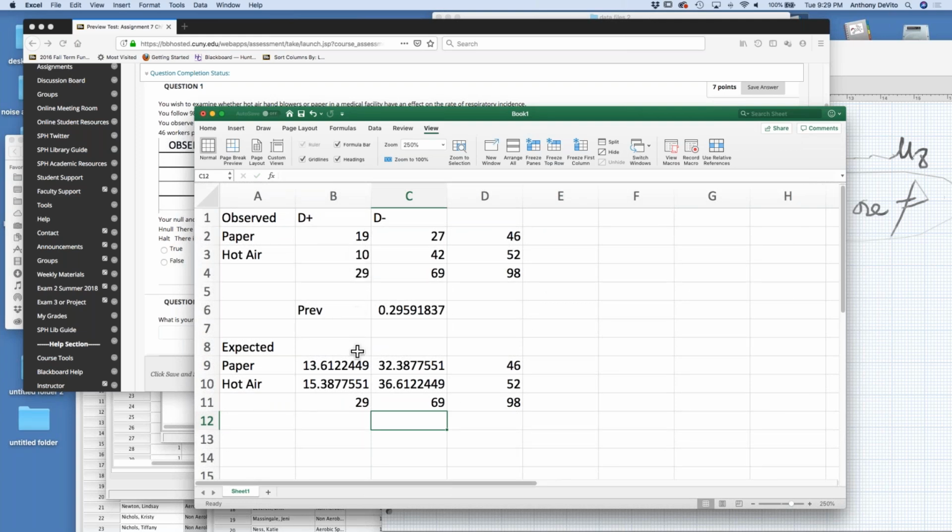So instead of getting 13 as I would have expected, if there's no difference between using hot air and paper, I got 19 real people that got sick. Instead of getting 15 people get sick if they used hot air, I only got 10. I got fewer than I would have expected. So sure looking like paper is the worst choice here, isn't it?